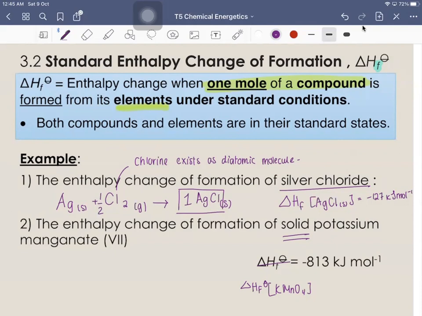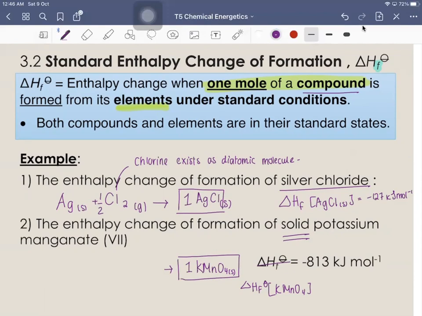I want to form potassium manganate, which is a solid. Maybe I'll change, sorry, KMnO4 solid as given in the question. And because it is enthalpy change of formation, my product has to be 1 mole. So I have to keep KMnO4 as 1 mole, right? It is formed from its elements in their standard state.